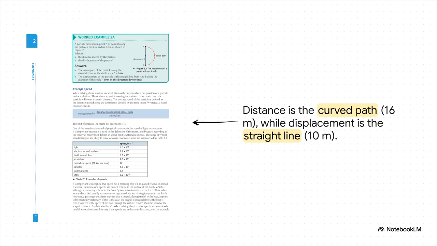But displacement, that's a totally different beast. Displacement is just the straight line shot from where you started to where you finished. It doesn't care about the scenic route you took. So here, it's just 10 meters straight down. It's all about the start and the end point. That's it.